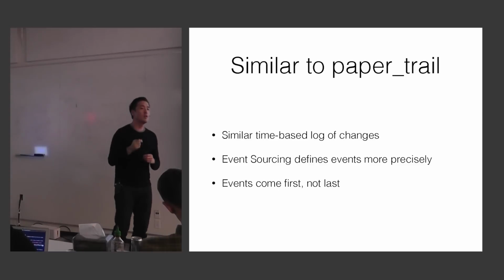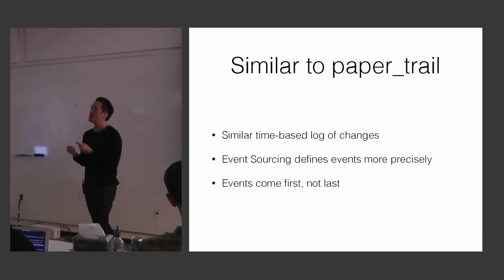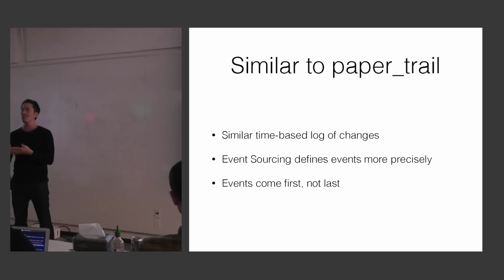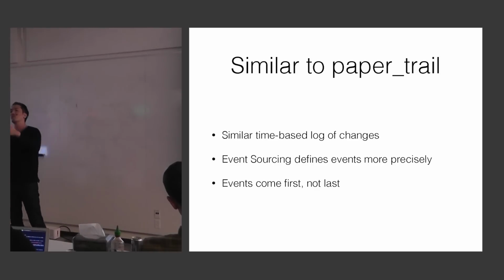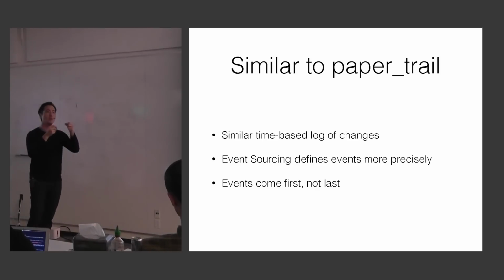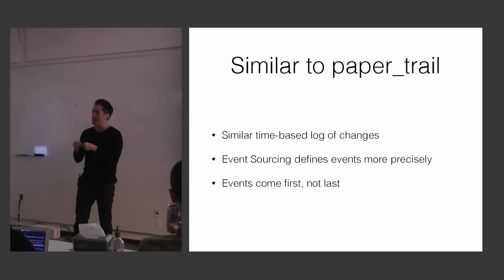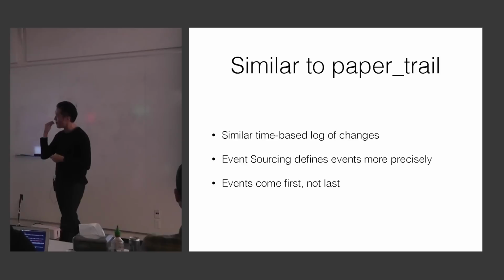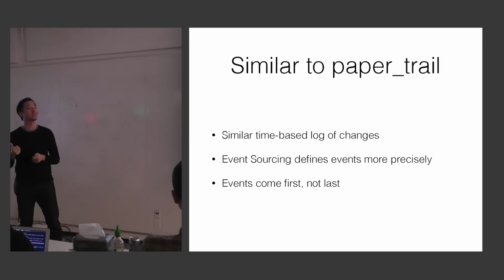Okay, some of you know about this. This has a funny echo with paper trail, but it's worth noting the differences. There's a similar time-based log of changes. For those of you who don't know, paper trail is a thing that you hook into active record, and every time you save a change to that record into the database, it persists a record of, like, oh, at this time something was changed. But event sourcing defines events more precisely.